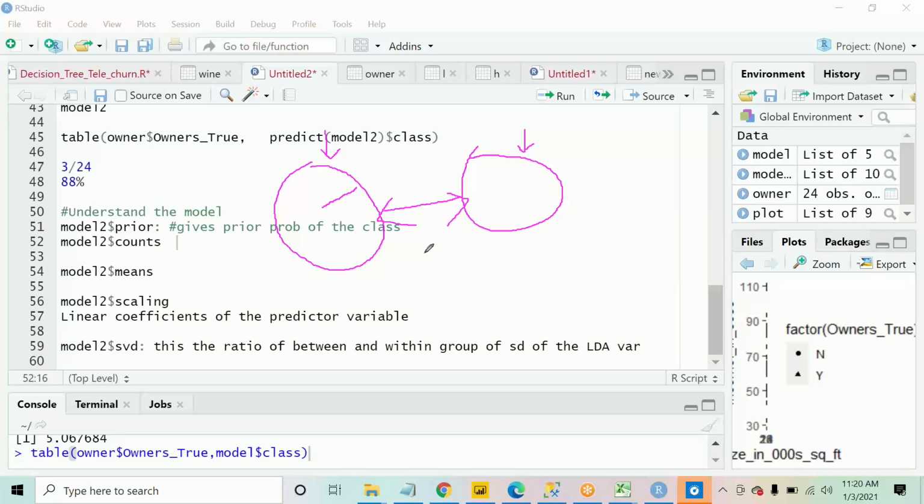So the higher the ratio, the better the chances that your accuracy will increase. So these are the important stuff that this LDA model generates for you, based on which we predict whether the outcome will be yes or no. And so technically it is more like a linear regression, where the linear coefficients are being used in order to predict whether the output will be yes or no. So the linear coefficients are for all the variables.